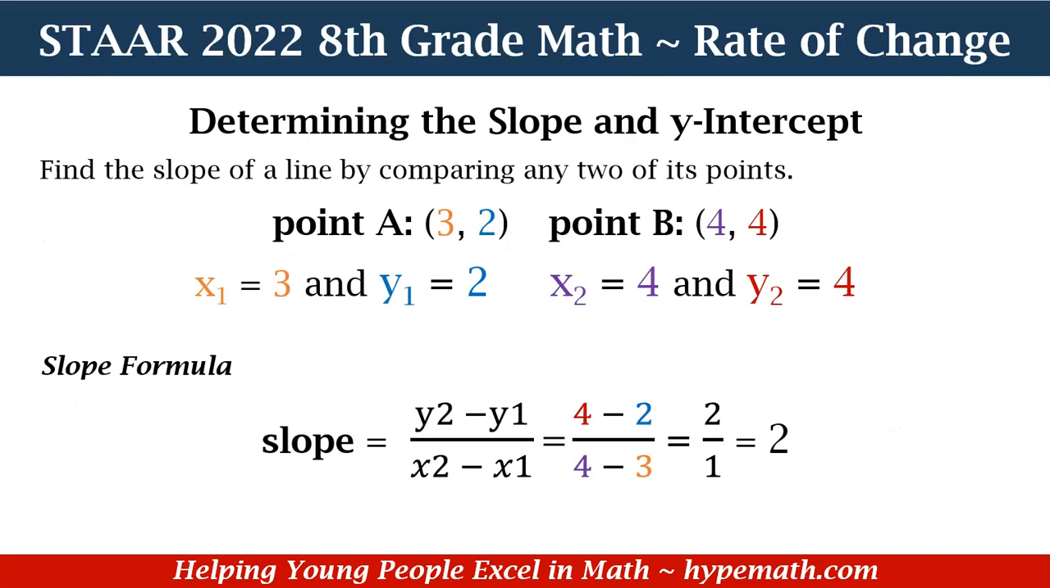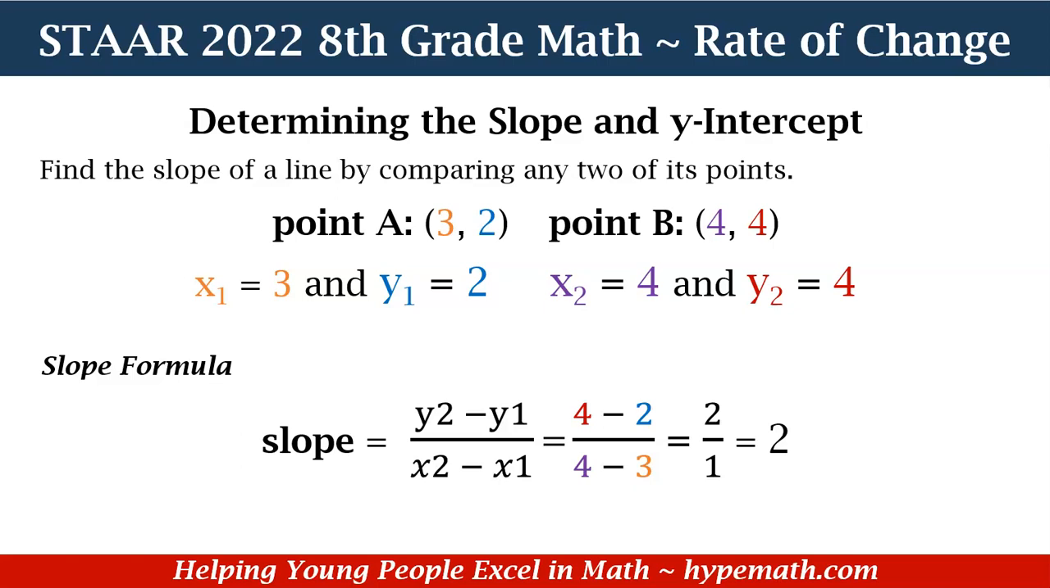Now let's talk about how to determine the slope and y-intercept. For the slope of a line, we are going to compare 2 points. Our slope formula is y2 minus y1 divided by x2 minus x1. In our example, x1 is equal to 3, y1 is equal to 2, x2 is equal to 4, and y2 is equal to 4. So it is 4 minus 2 divided by 4 minus 3.